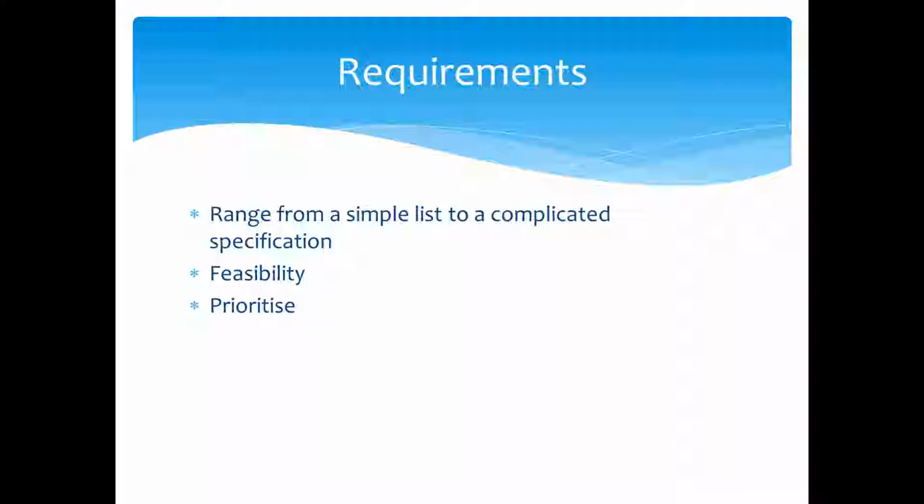Now the other thing is prioritization. This is probably the most key thing that never gets done properly. A lot of people will give you a list of requirements and they won't say which they need, which they want, which they would love to have, but actually if it wasn't delivered, it wouldn't actually matter.